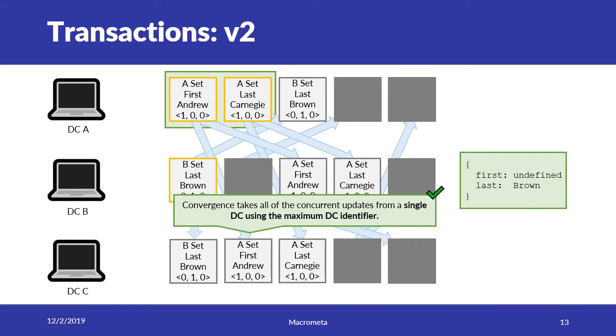Now this is similar to a stronger form of isolation because we're only allowing one update out of all of the concurrent updates to win, and we're refusing the other ones, or effectively rolling back their changes in favor of another.